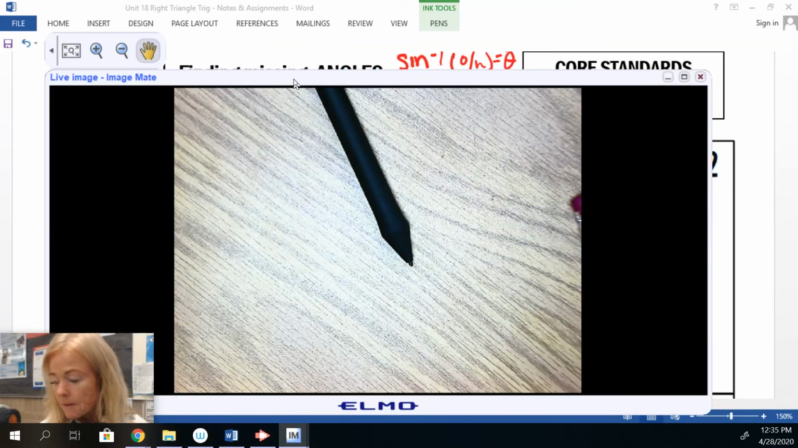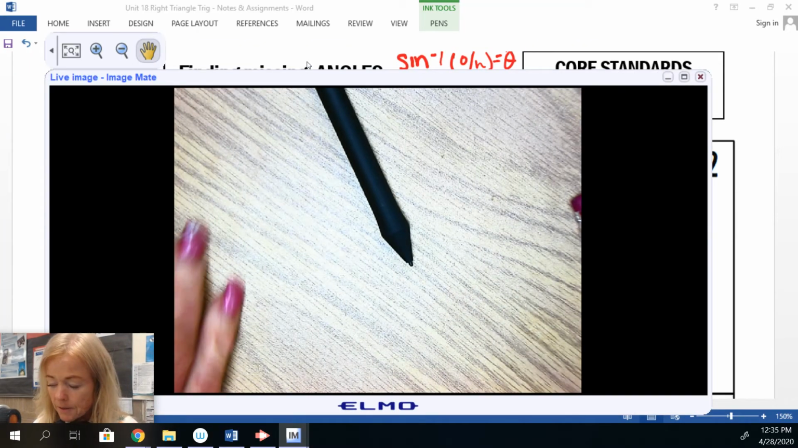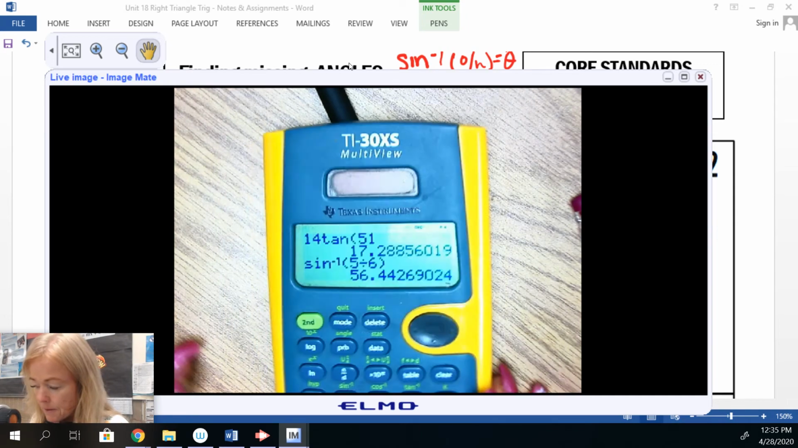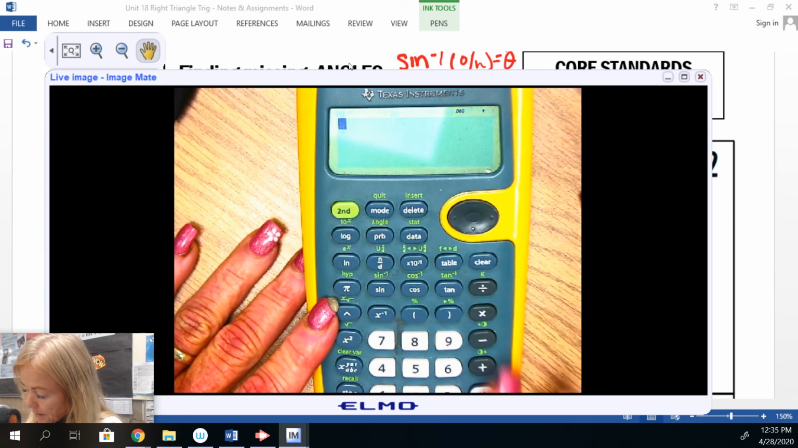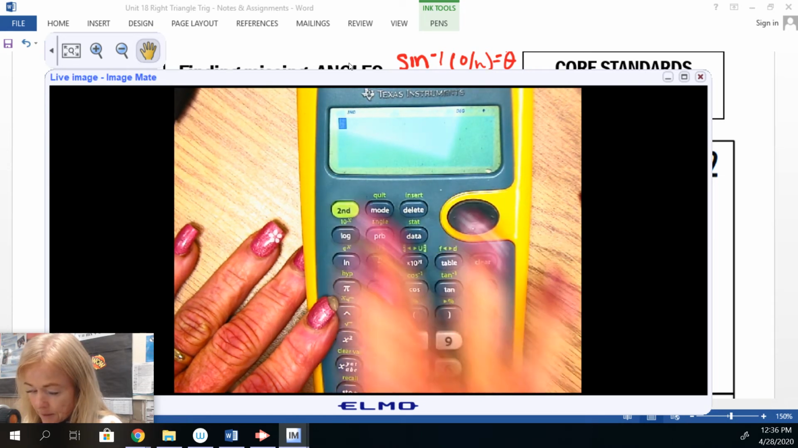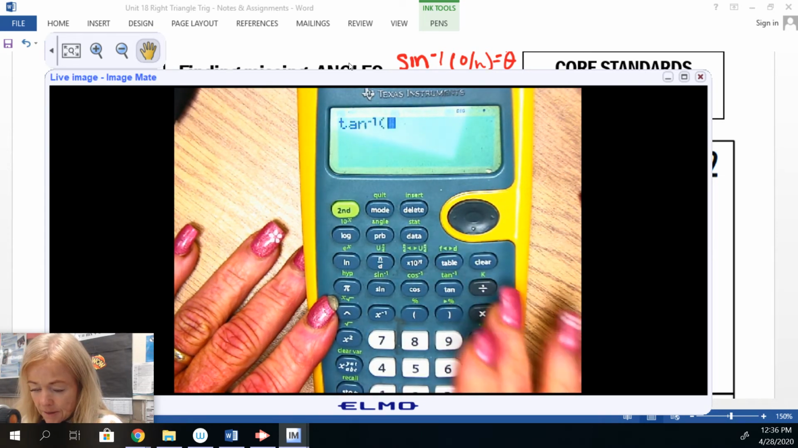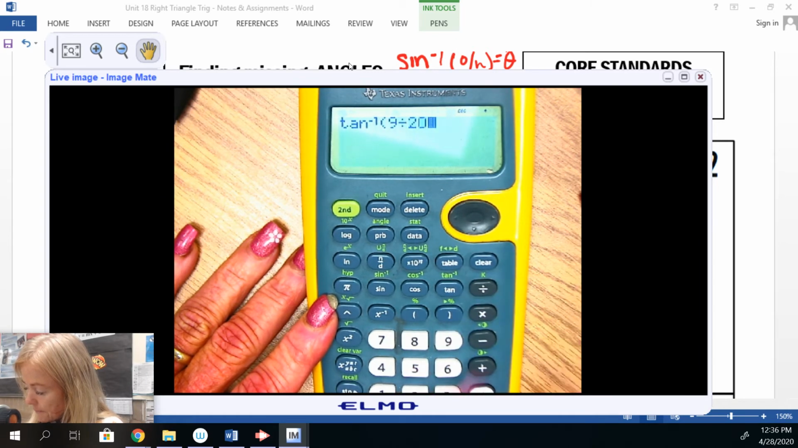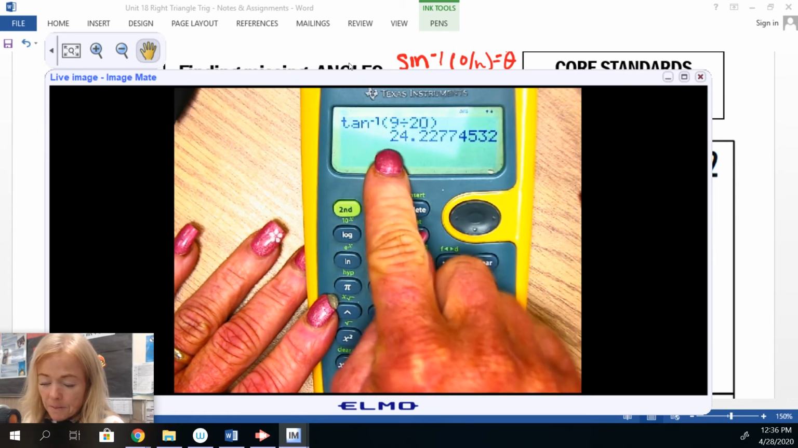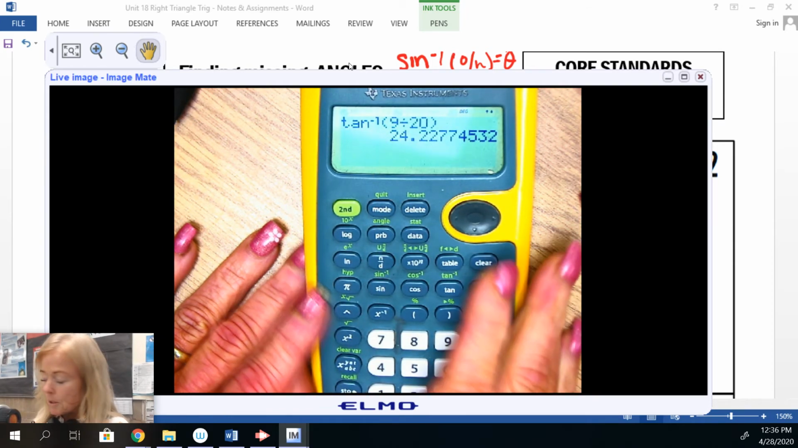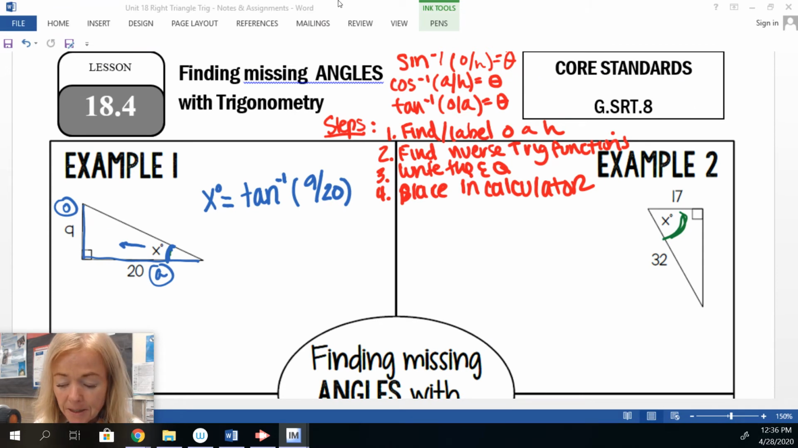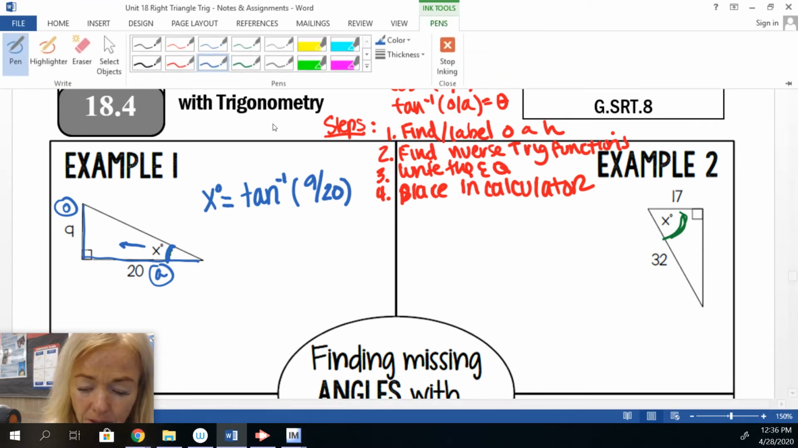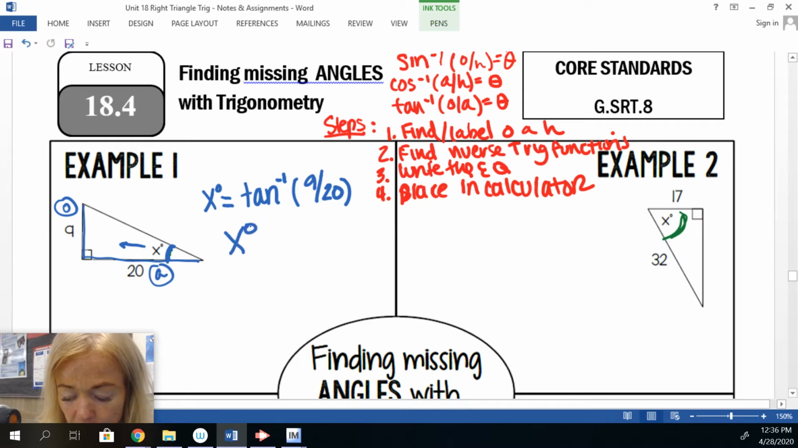So I'm going to plug this in over here. We're going to look at our calculator. Here it is. We'll do second tan, and I think it was 9 divided by 20. And the angle measure then, x degrees, is 24.2 degrees. That's how you'll plug that into your calculator. So x degrees was 24.2 degrees.